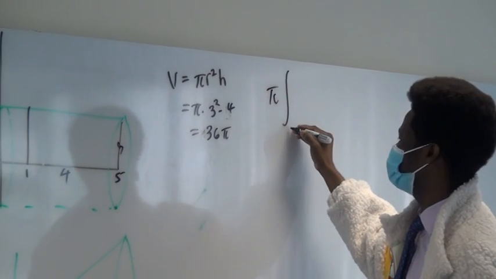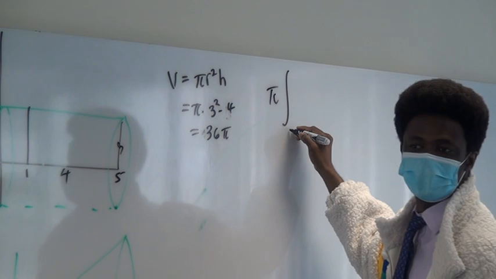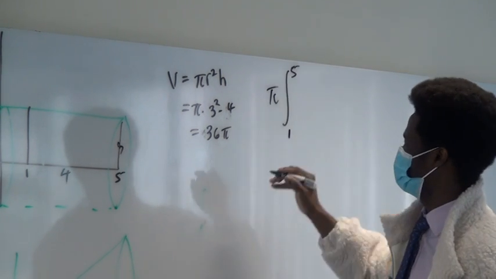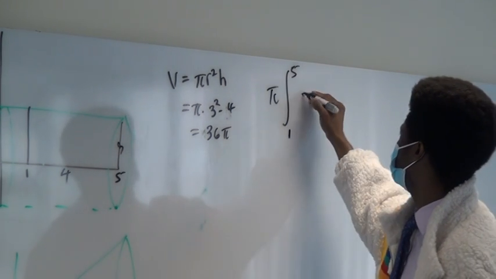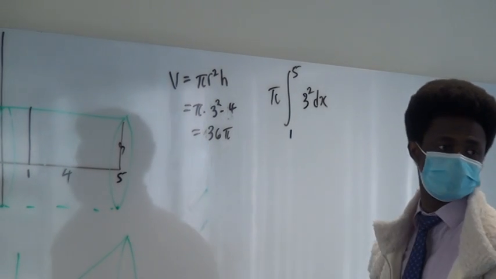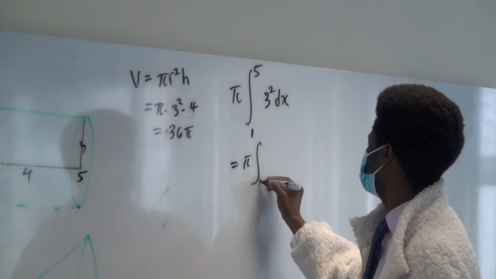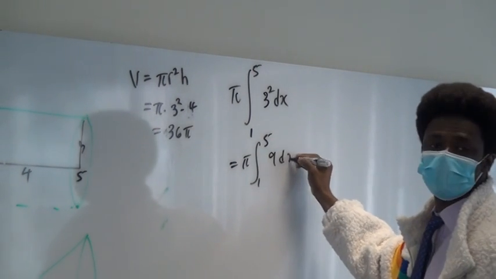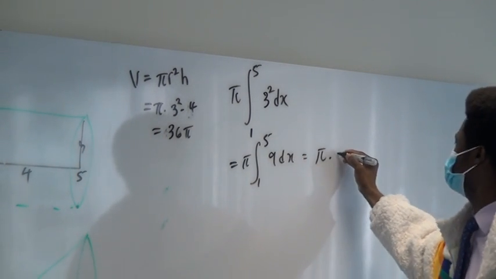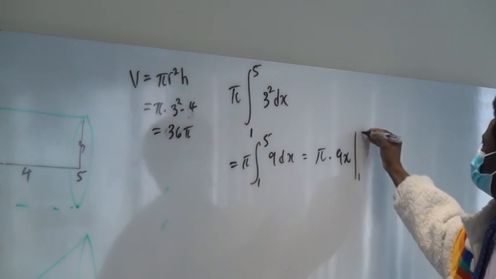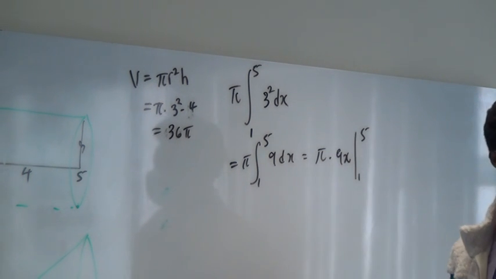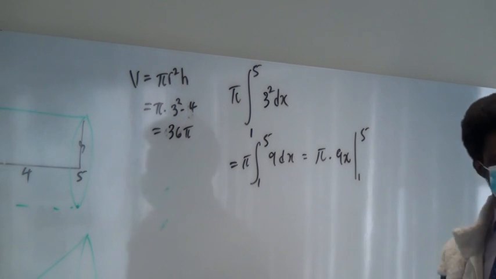Pi, of course, outside, yes? Speak louder, please. 1 to 5. So again, y squared will be 3 squared dx, isn't it? Because y is 3. So that's just pi integral 1 to 5, 9 dx. Which is just pi times 9x from 1 to 5. Please no plus C, indefinite integral, please. Am I giving you your test paper back?